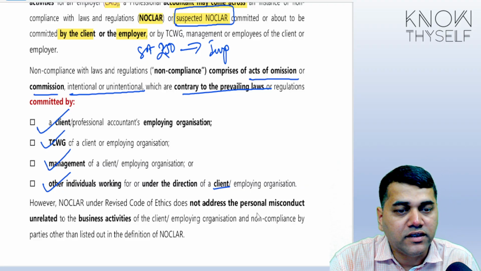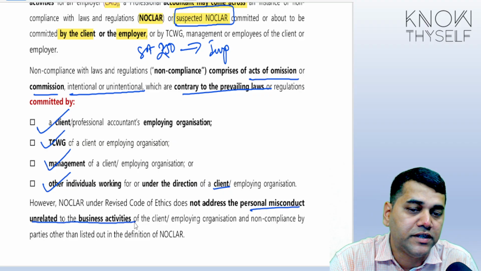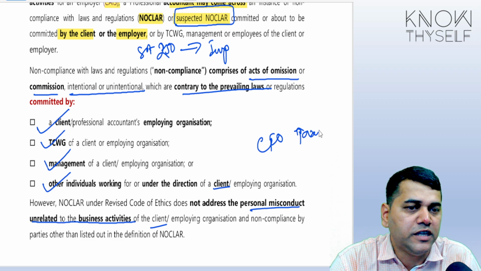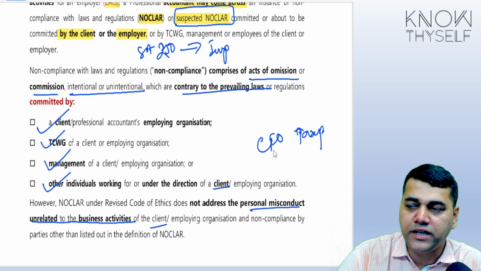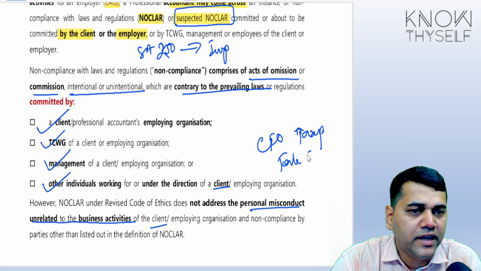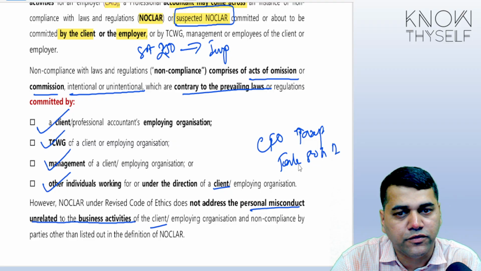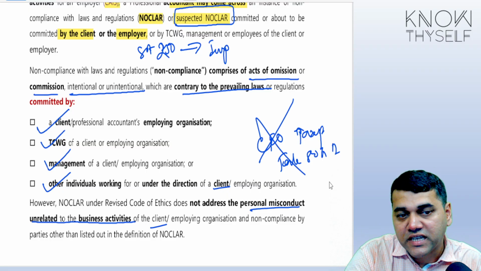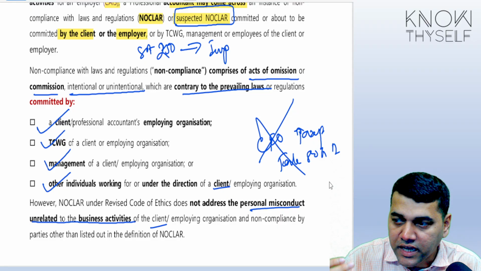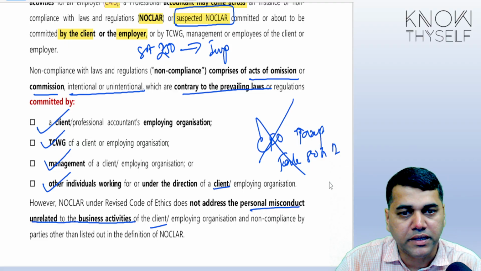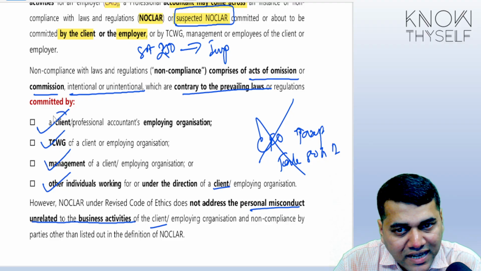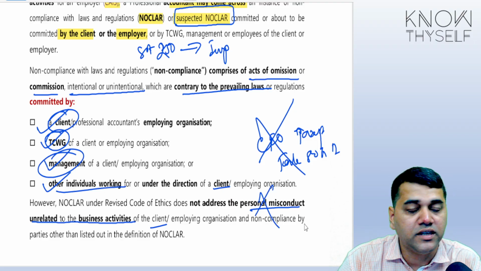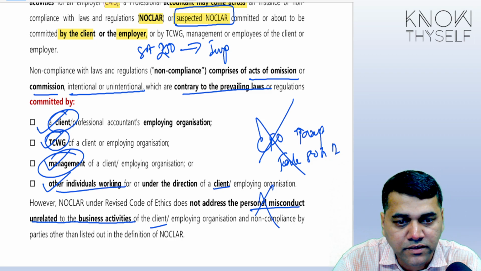However, they do not address personal misconduct or business activities unrelated to the client. That means if the CFO has done some tax fraud in a personal case, like claiming fake 80C deductions, and you as a professional accountant came to know, this is not applicable to you. But if the company is claiming fake deductions, or violating any of the laws, then it becomes applicable to you. So the non-compliance should have been committed by the client, TCWG, management, or other individuals in the client organization. Their personal misconduct is not part of your NOCLAR. I hope, students, it's fine. You understood?